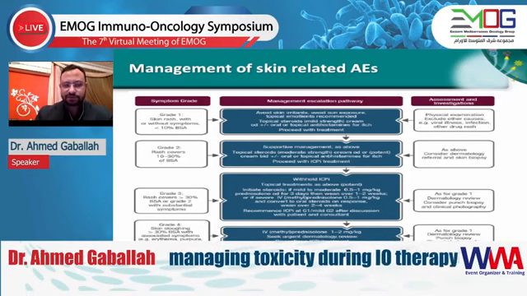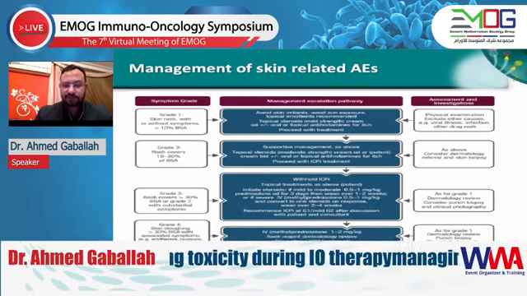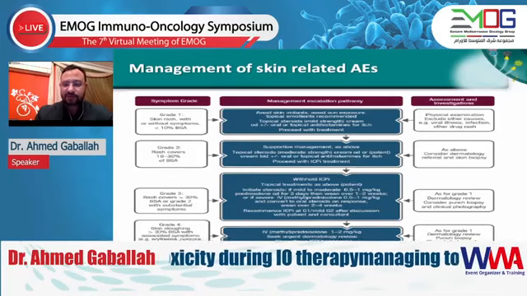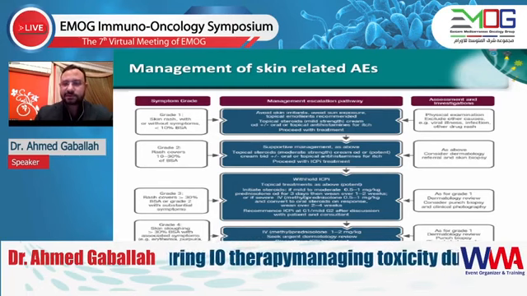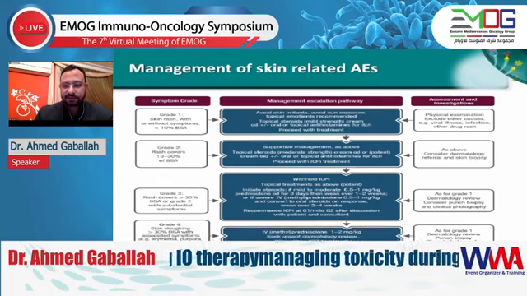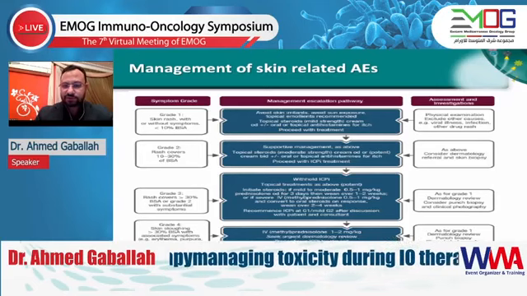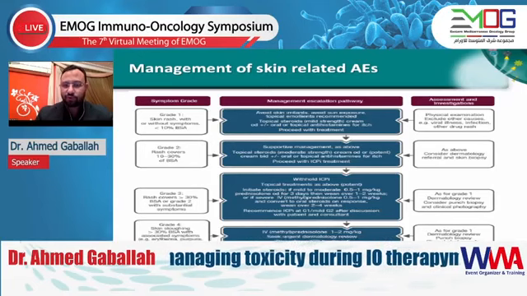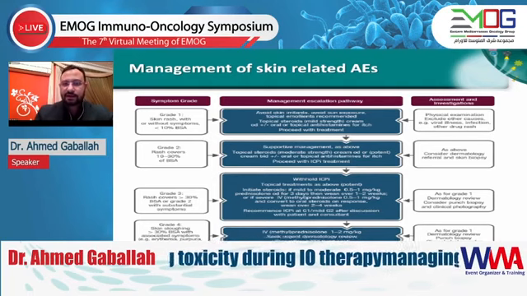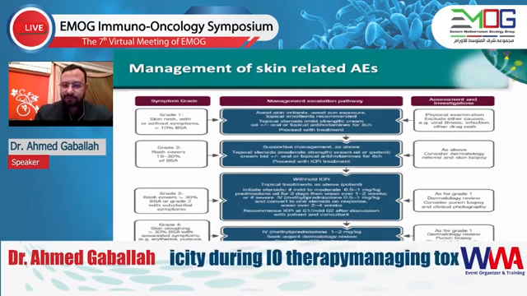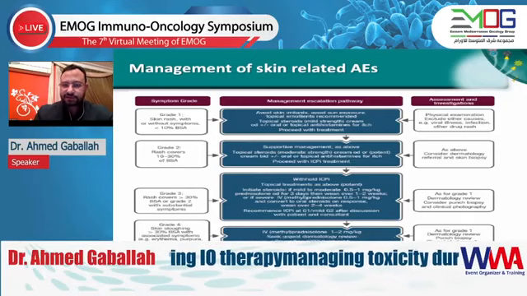For grade 3 toxicity, which means that the skin rash covers more than 30% of the body surface area, or we have grade 2 toxicity with generalized symptoms. At this point, a biopsy from the skin is mandatory, and we should take photos of the patient to follow up the patient. We start with topical steroids, and we start oral steroids, also prednisolone, at a dose of 0.5 to 1 milligram per kg. And after 3 days, we can start to taper the steroid dose if the patient is improving.